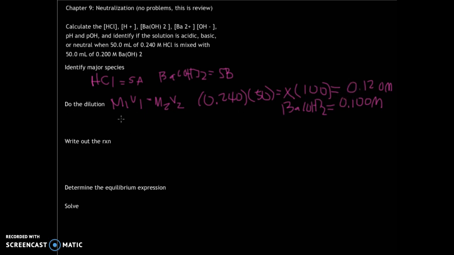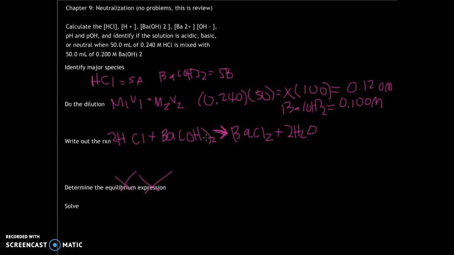Okay, so then we need to write out the reaction. Well, HCl, acid, plus base, barium hydroxide, gives you salt and water. All right, and this is a 2, and this is a 2. Oops, I don't know why I put an equal sign. This is a one-way arrow. This is neutralization. This is not equilibrium. Okay, so there is no equilibrium expression. There's nothing that goes to equilibrium. This is an acid and a base reacting to make salt and water.